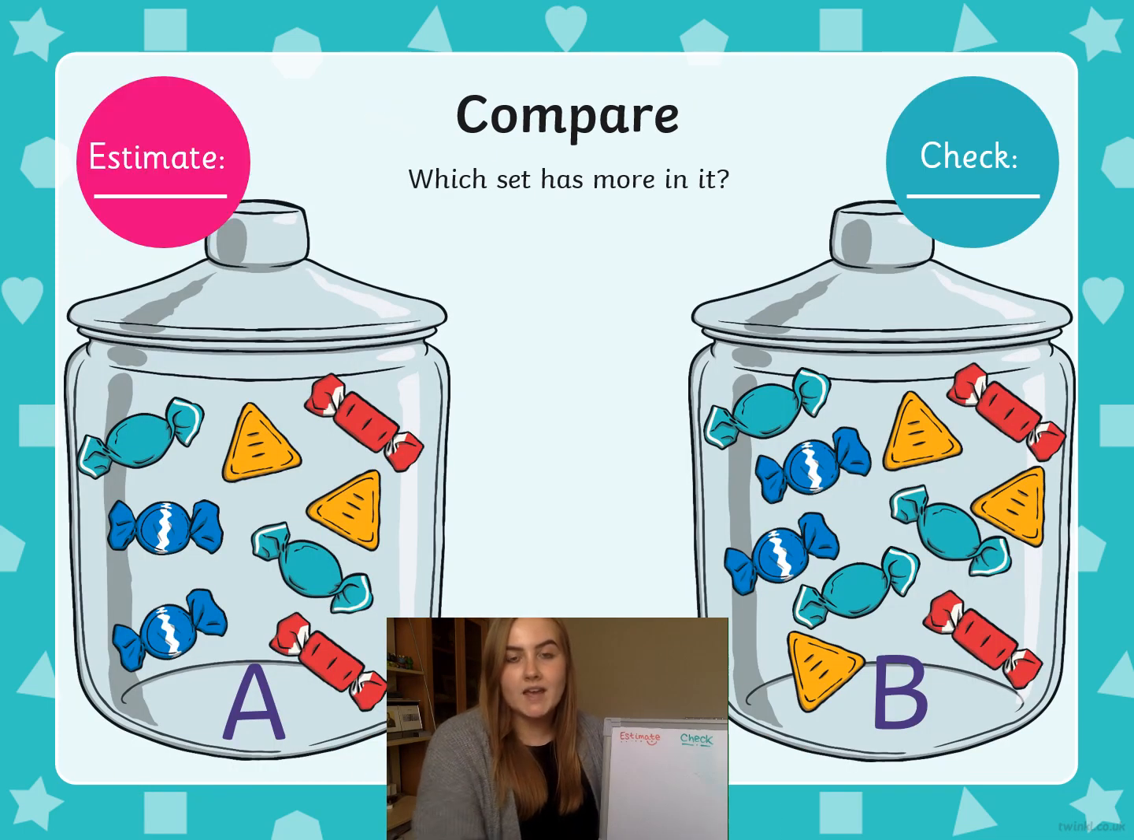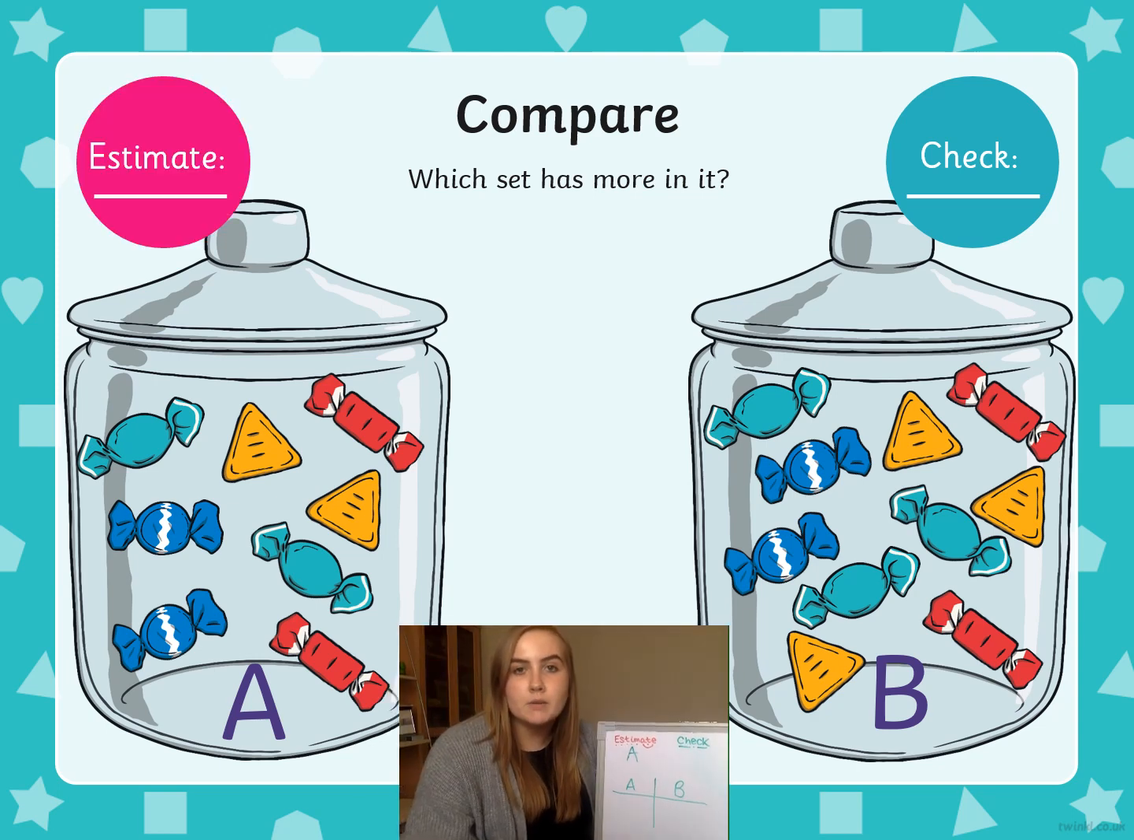Now we're going to look at estimation by comparing 2 groups of objects. So here we've got 2 jars, jar A and jar B. Just by looking at these jars, can you estimate which one has got more, jar A or jar B? Have a think. Do not count how many sweets are in each jar, just simply look at the picture and guess. Has jar A got more or has jar B got more?